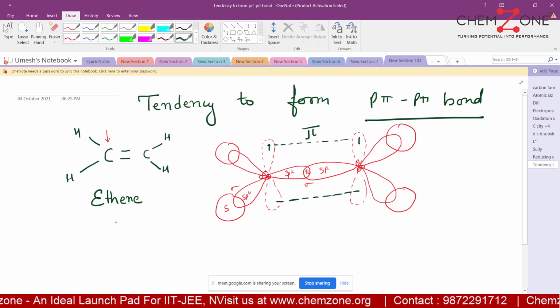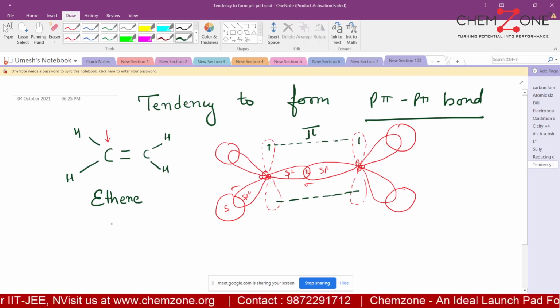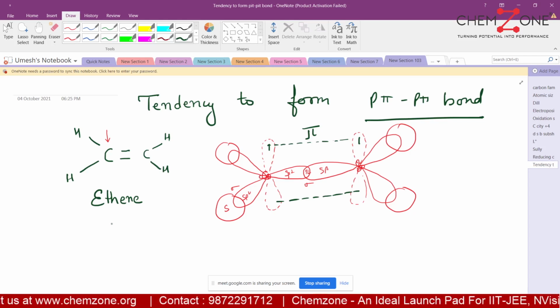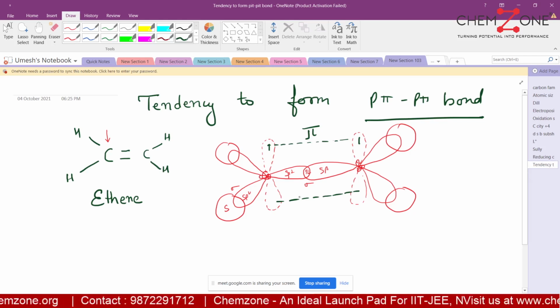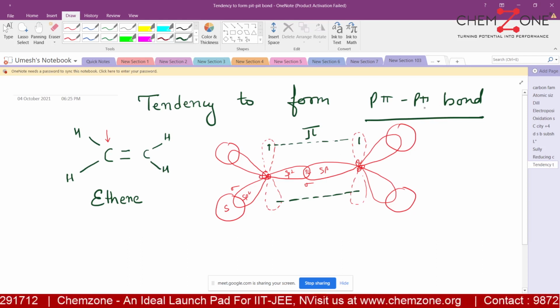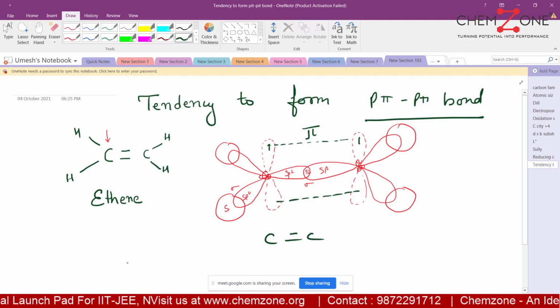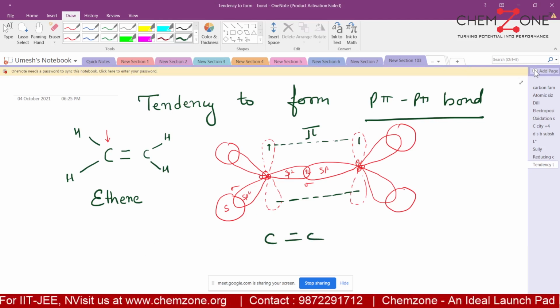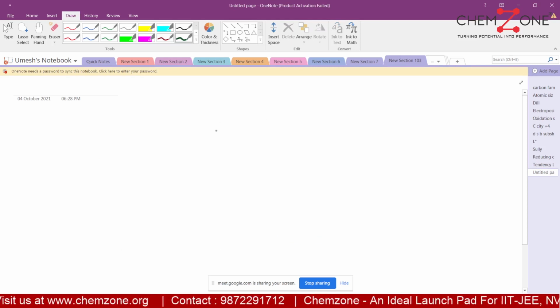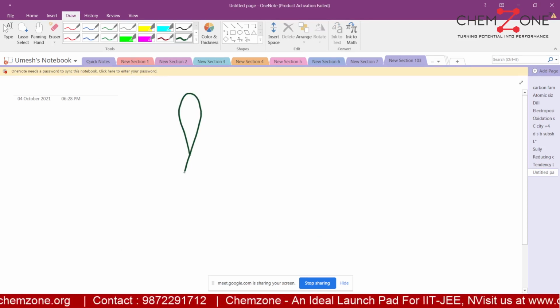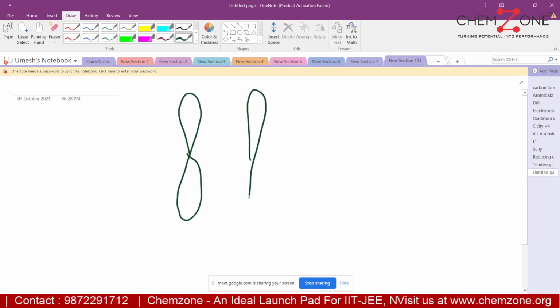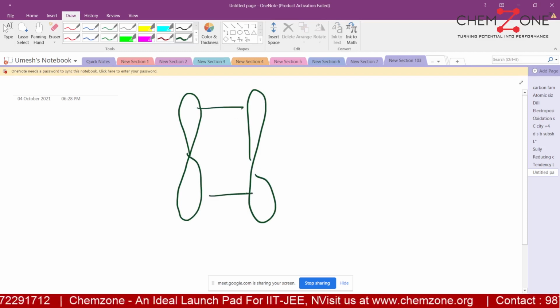This is called a pi bond. So they form p pi bonding. Carbon can make p pi bonding, but silicon and other elements cannot, because as you go down the group, the size increases. As the size increases, the area of overlapping will decrease, and a weak bond will be formed.